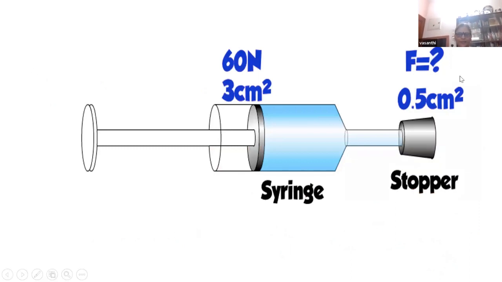So can you find out what is F here? You have a syringe, and what is the force applied on the stopper? There is a smaller area here. So this is P1 now, and this must be equal to P2. Can you calculate quickly and tell me?